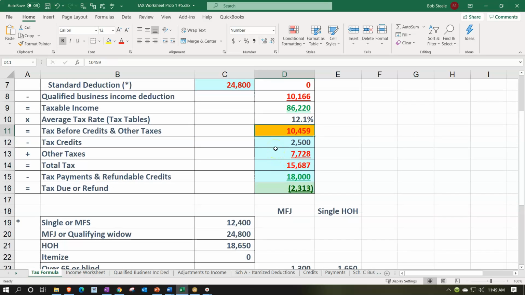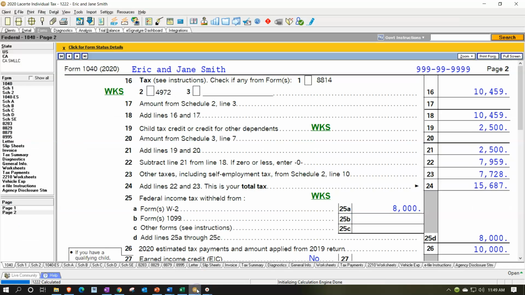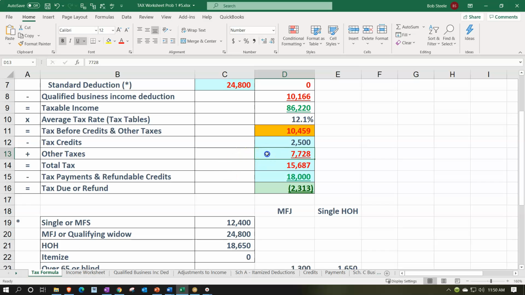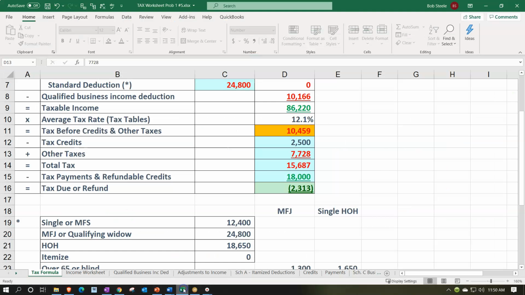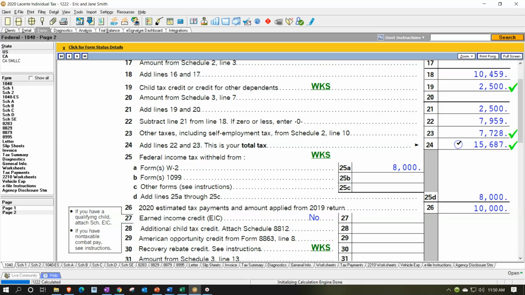There we have our credits, the 2,500 now, and that's where our focus is. There's the 2,500. So we have the other tax, which is the self-employment tax, the 7,728. So the 7,728 then is going to be here, and that's going to give us our total. So we have our total tax then, the 15,687. So if we go back on over, we got the 15,687.